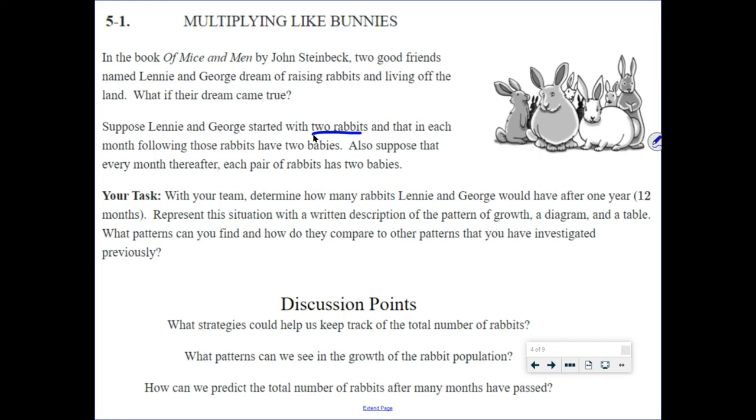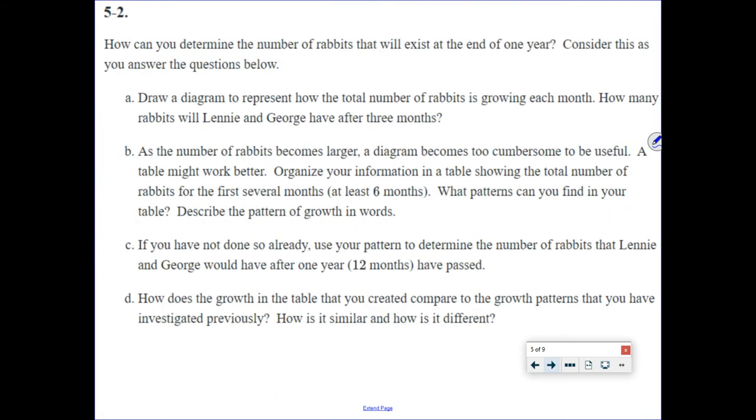And so I want you to be thinking about that. What patterns, what strategies, how can we get this? This is tougher than you think. How can we predict the total number of rabbits after any number of months? And so that's the problem we're doing. Now, problem 5.1 is the problem, but problem 5.2 is kind of a further guidance on it, okay? So this is going to walk you step by step through what you're going to do, okay?